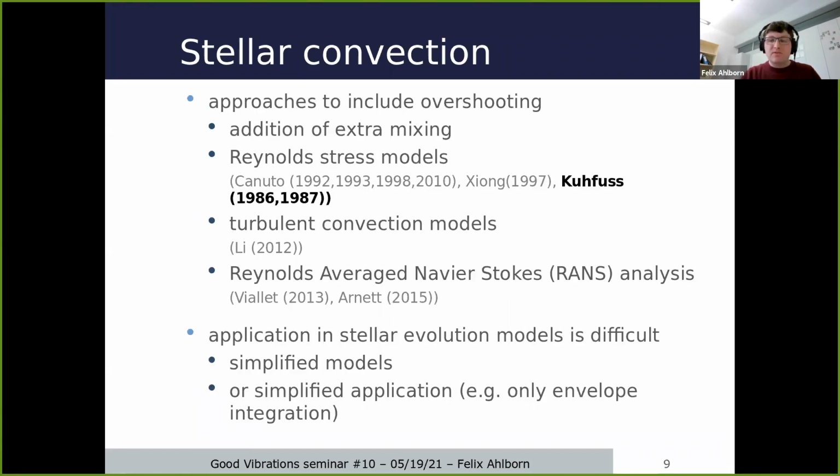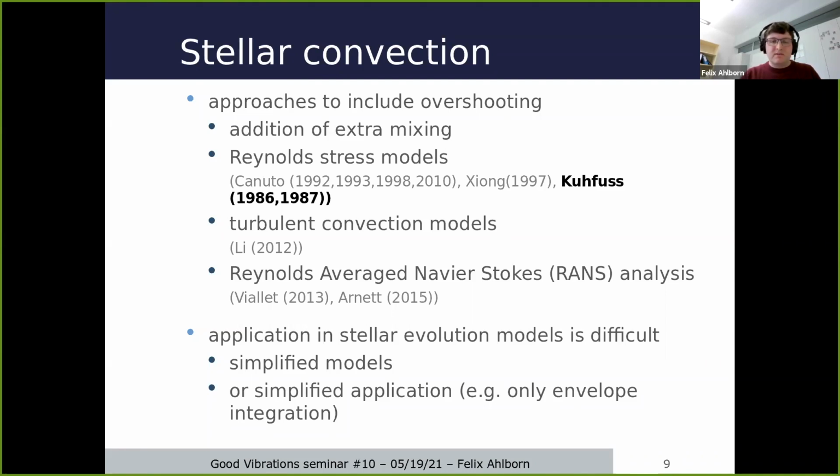Okay, before I go into more detail into the theory, I would also like to briefly mention a range of approaches that have been suggested to be included in 1D stellar evolution codes. So first of all, there are the extra mixing schemes, which I have mentioned already. For example, in the exponential flavor or in the step overshooting flavor.